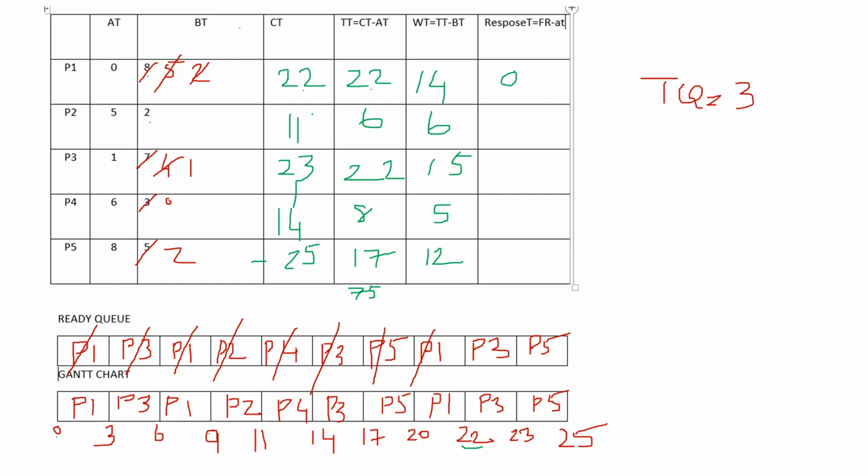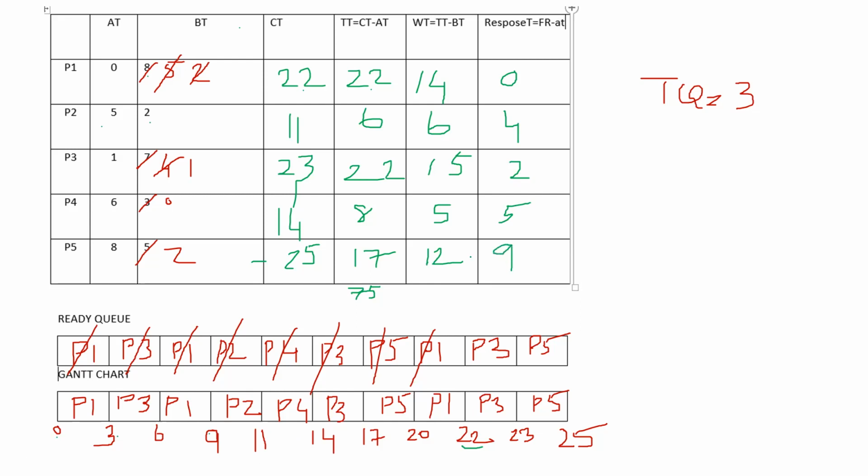Previously, for the completion time, you looked at the end side. Now you have to look at the first response time. P2's first response time is 9, so 9 minus 5. The answer is 4. Next, P3's first response is 3, so 3 minus 1. The answer is 2. P4's first response is 11, so 11 minus 6. The answer is 5. P5's first response is 17, so 17 minus 8. The answer is 9.